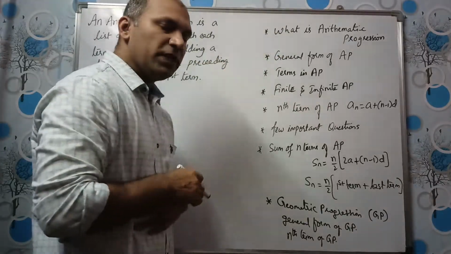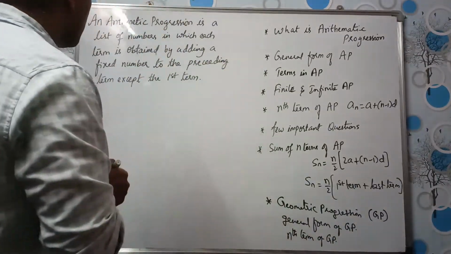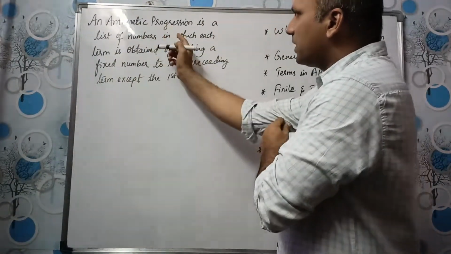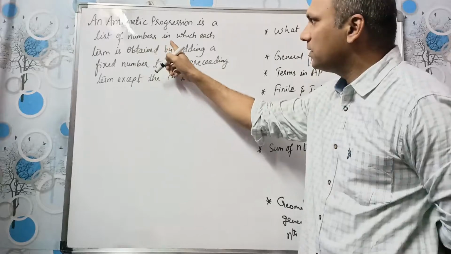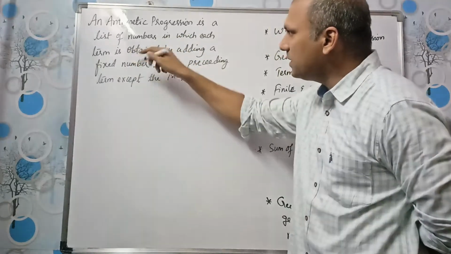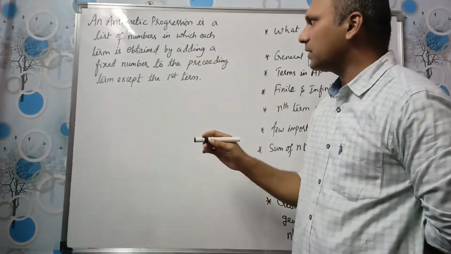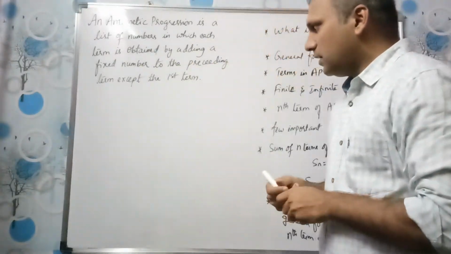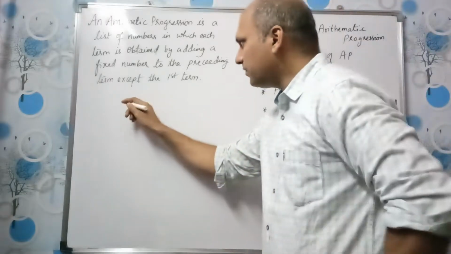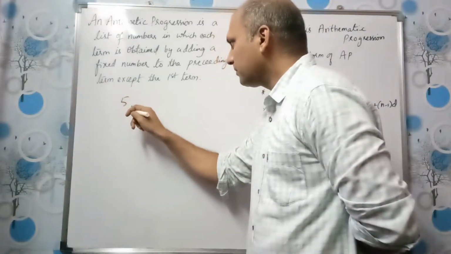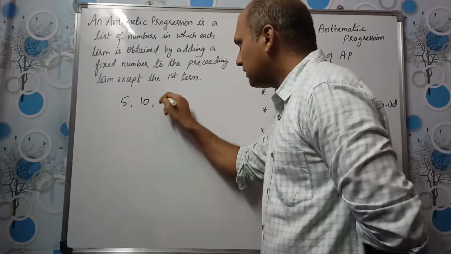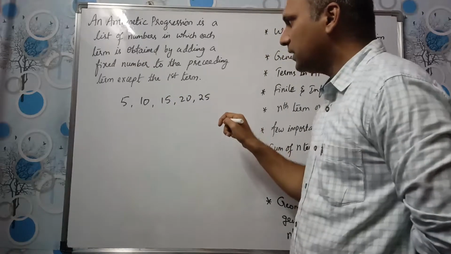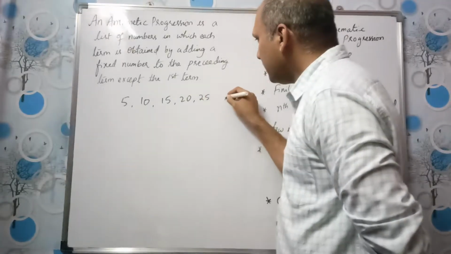What is arithmetic progression? What is an AP? See, I wrote the definition on the board to save time. An arithmetic progression is a list of numbers in which each term is obtained by adding a fixed number to the preceding term except the first term. Let me give you one example. Let us say we have 5, 10, 15, 20, 25. So this is an AP.